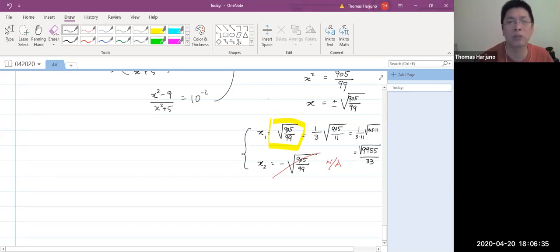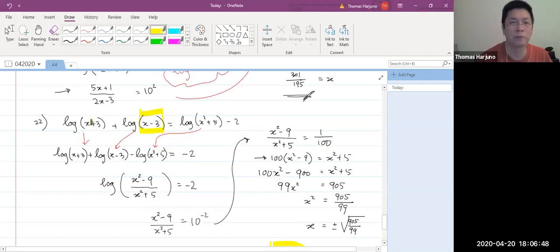But to be honest with you, I will be happy enough if you can give me your answer in this yellow color here. Make sure you cancel this one though, because this is not in the domain of a log function. That's for number 22.